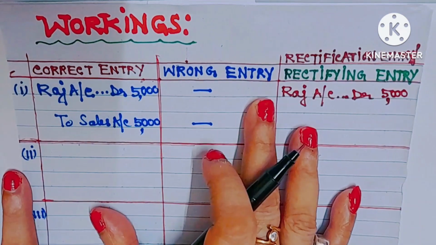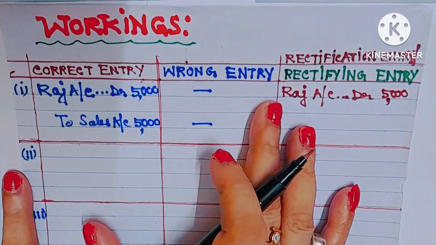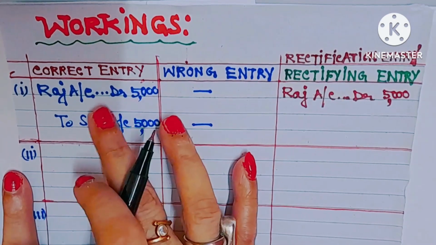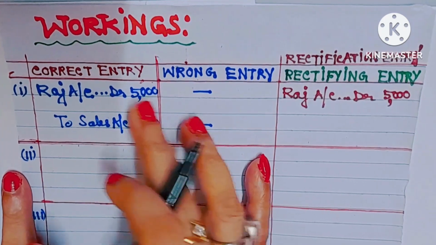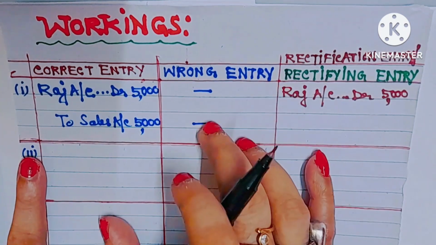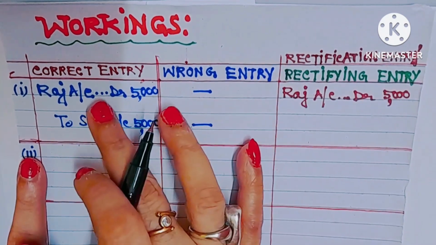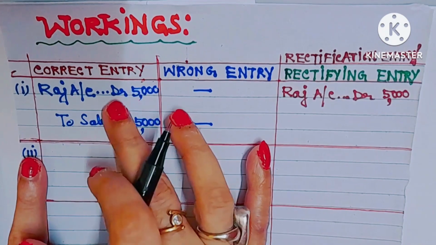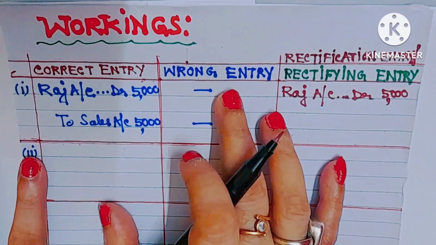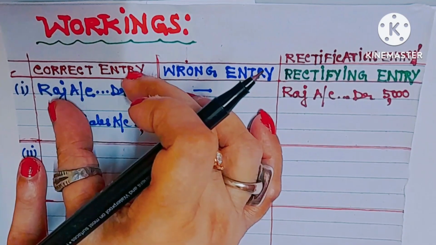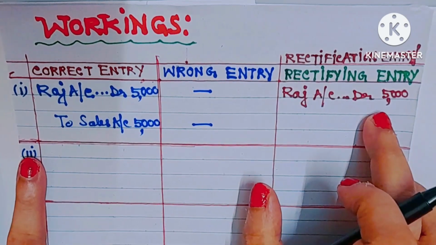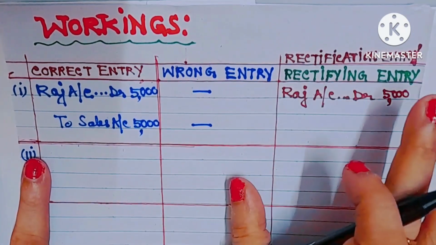Please remember, always we have to compare the correct entry with the wrong entry. We see on the correct entry debit side Raj account debit 5000, whereas in the wrong entry we see nothing has been recorded, dash. So how do we rectify? Compare: Raj account debit 5000 in the correct entry, but on the debit side in the wrong entry nothing has been recorded. So we'll straight away write what is in the correct entry, because I have to rectify. Just copy the correct entry in the rectifying entry. Okay, rectifying entry done on the debit side.